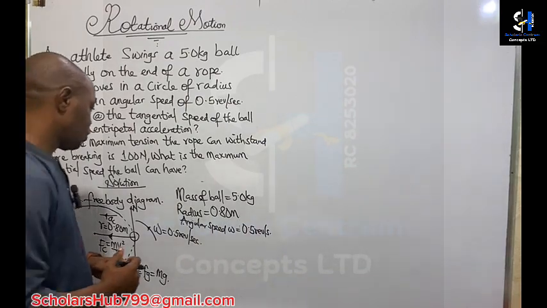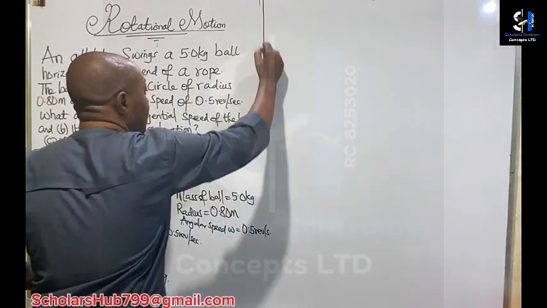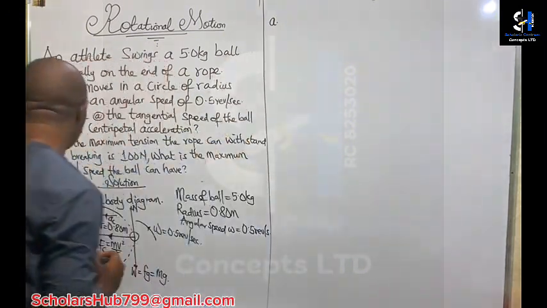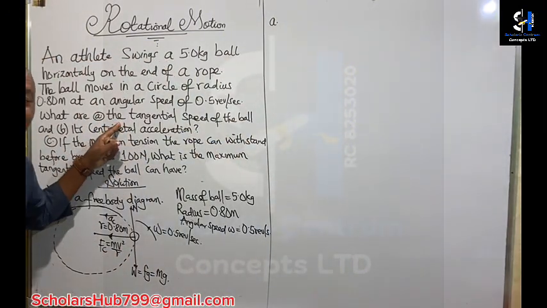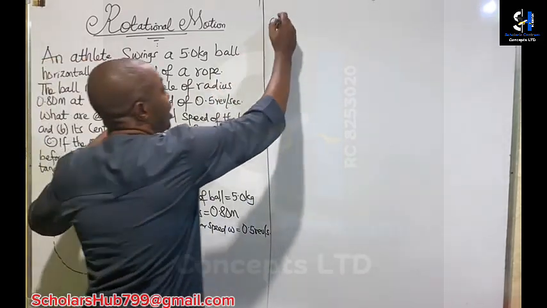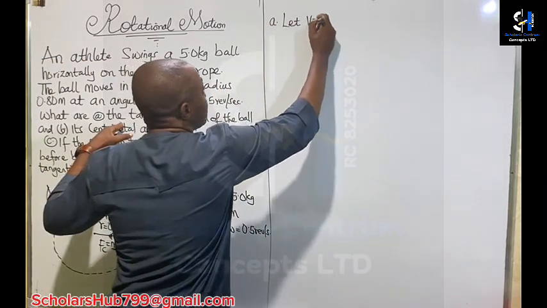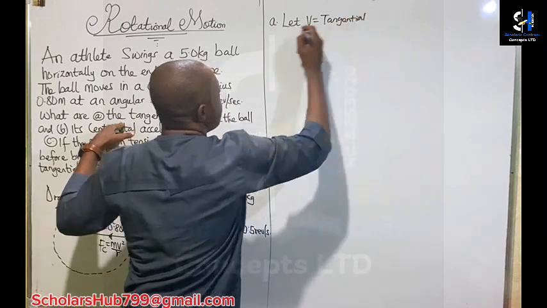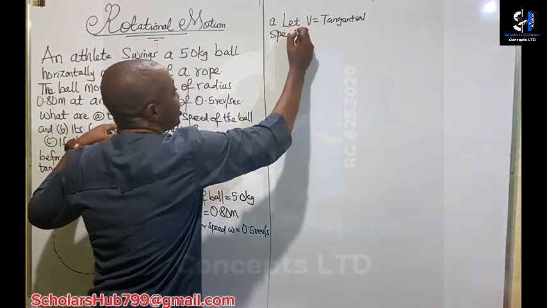So now, let's solve the question accordingly. The first question is for us to calculate the tangential speed of the ball. That is the linear speed. So we can say let V equal what we call tangential speed.